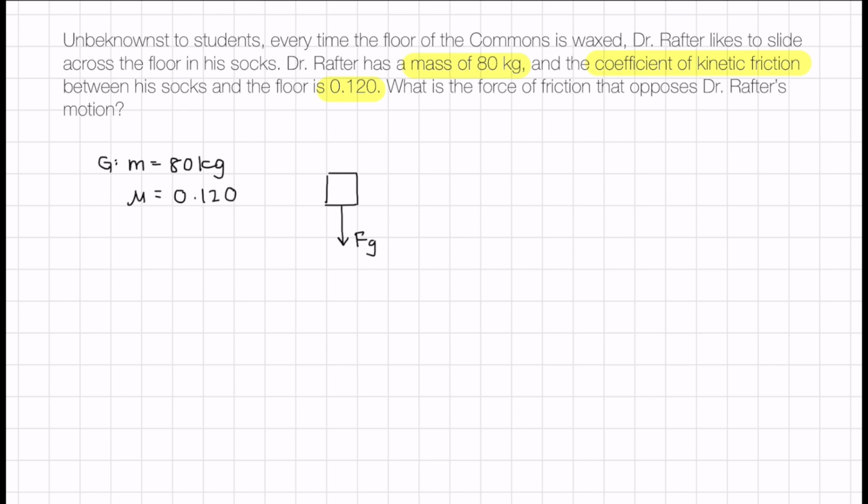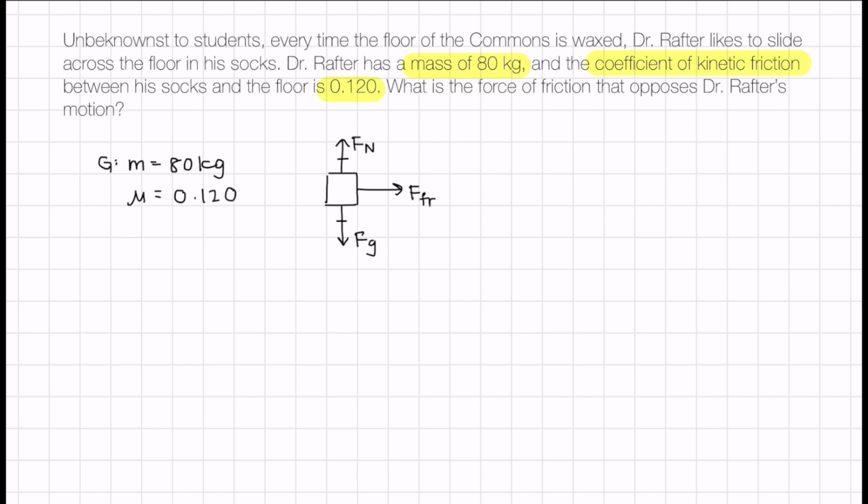Since he is on a surface, that means that the surface is pressing back on him, and we have a normal force, which is going to be equal in magnitude to the force of gravity. So he's sliding, and the force of friction is acting on him as he's sliding across the floor. And what it's actually doing is it's probably going to be slowing him down.